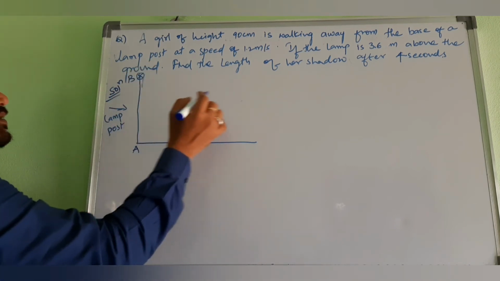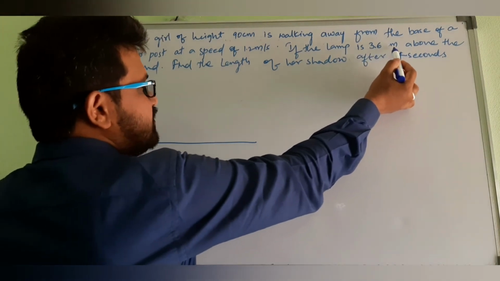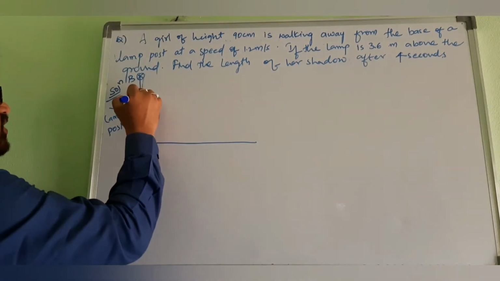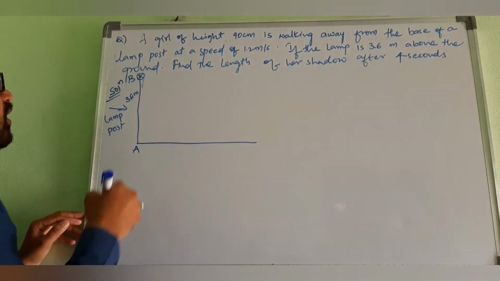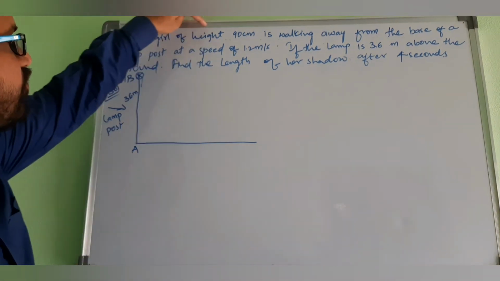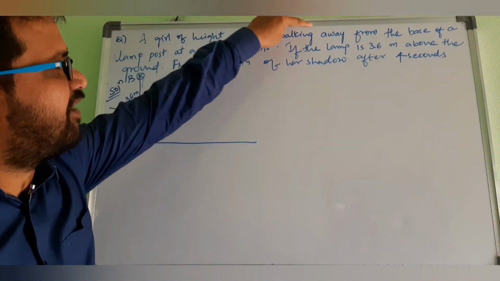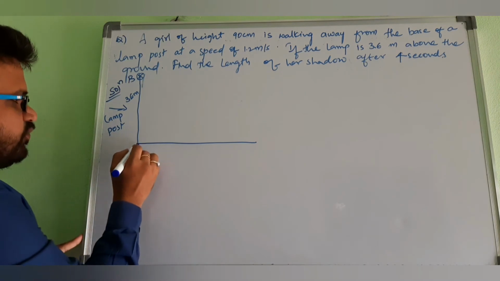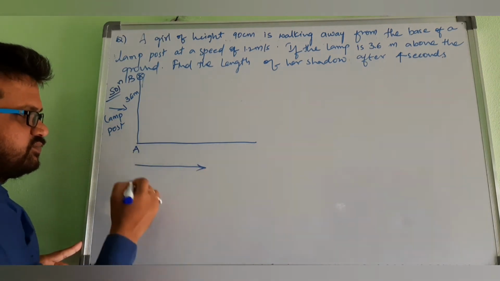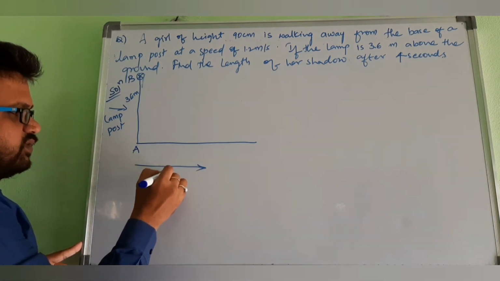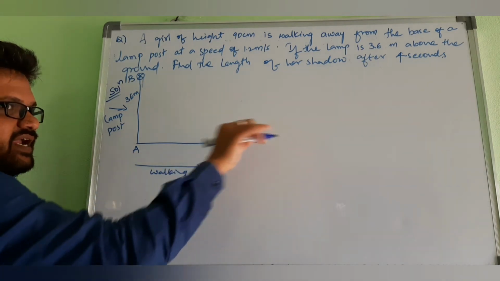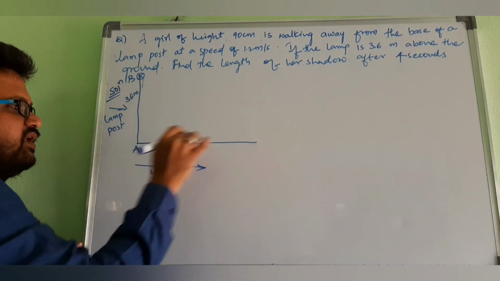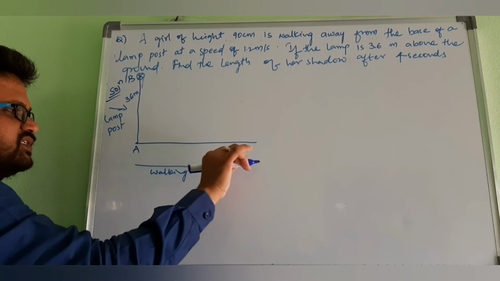The lamp is 3.6 meters above the ground. So this is 3.6 meters. And the girl of height 90 centimeters is walking away from the base. From here she is walking like this, in this direction, away from the base.